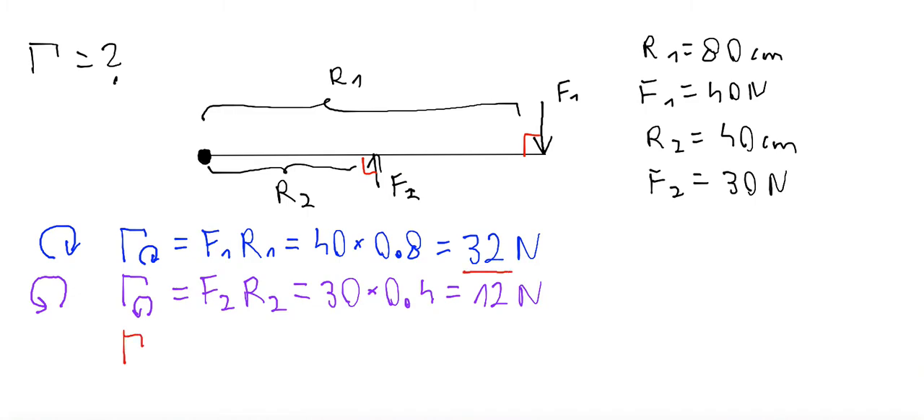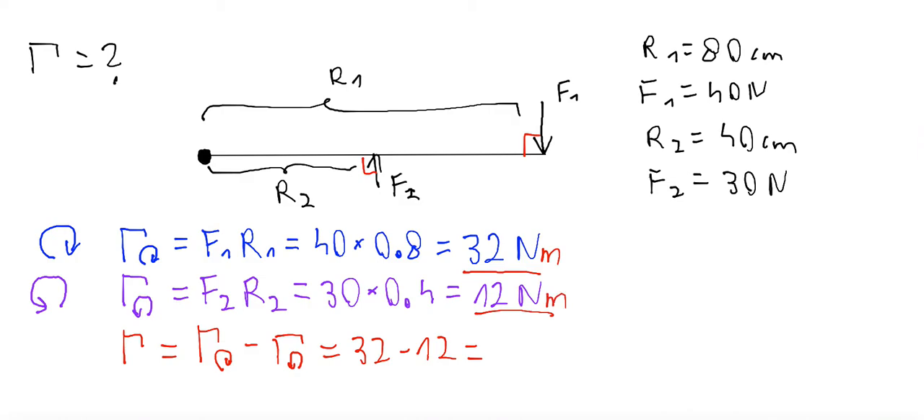Overall torque is a difference between torque which acts clockwise and torque which acts counterclockwise, because effect is in completely opposite direction. I've made one mistake. Torque is measured in Newton meters, not in the newtons. Sorry, here I wrote newtons, it's of course Newton meter. The difference, 32 minus 12, is 20 Newton meters, and effect is in clockwise direction. Okay, it's not difficult example, so I hope you understand this.